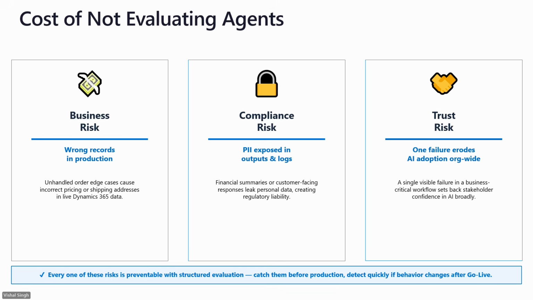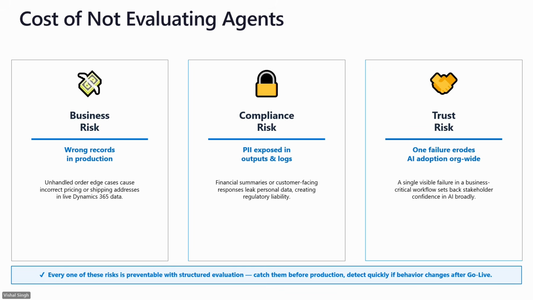First, business risk. So imagine an agent processing sales orders. It handles 95% of them perfectly, but there's an edge case, a particular order format it wasn't tested against, and it writes incorrect pricing or shipping addresses directly into your live D365 data. By the time anyone notices, you have already got some corrupted records, customer complaints, and a manual remediation exercise that might take days to get resolved. And that's not an AI problem, that's an evaluation gap.